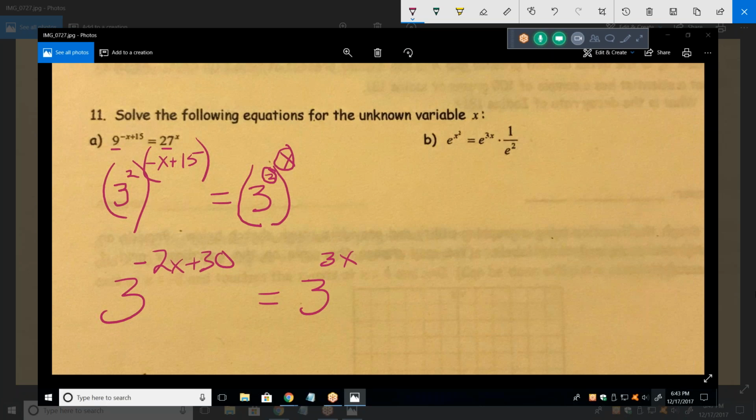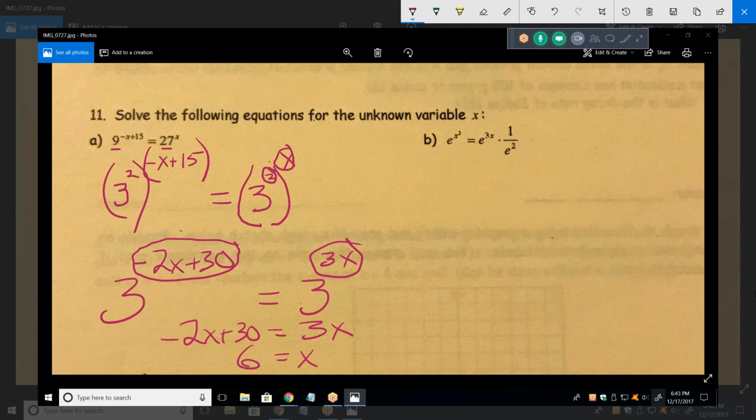Now I have one base to one exponent, and I have the same base to a different exponent. Now you can equate the exponents. They have to be equal to one another. In other words, minus 2x plus 30 has to be equal to 3x. And solve that. Take the 2x over to the other side. You get 5x equals 30, x equals 6.